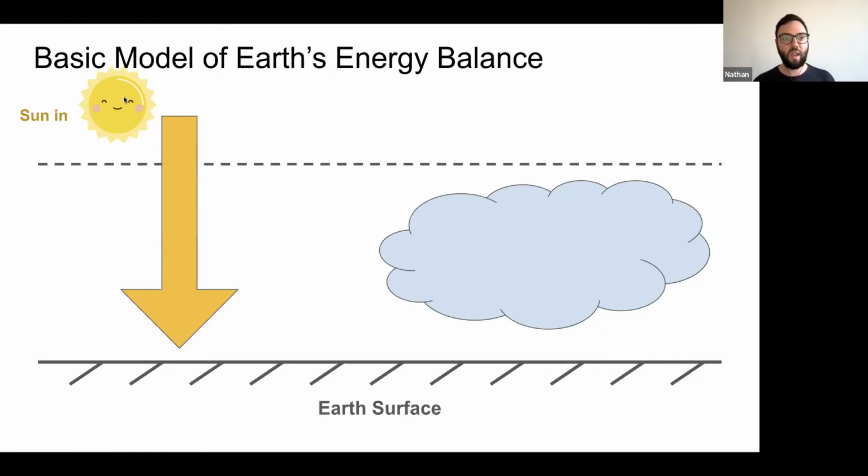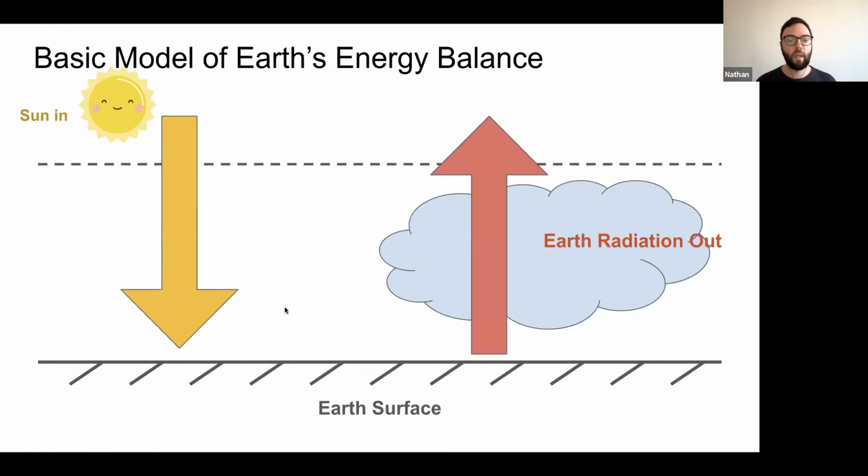And this is the same energy coming into the Earth system from the sun, as shown by this yellow arrow. What this energy is doing is passing through the atmosphere, heating up the Earth's surface. And because the Earth's surface is warm, it's going to radiate out energy as well. Like I was talking about on the last slide, we expect these to balance out pretty much exactly, keeping the temperature of the Earth constant.